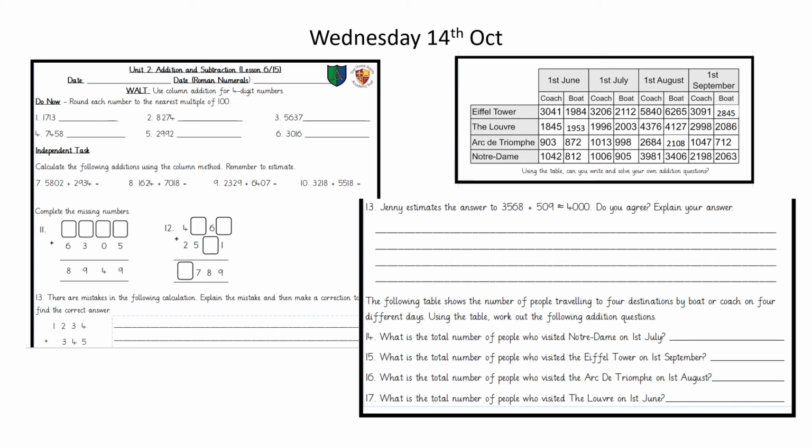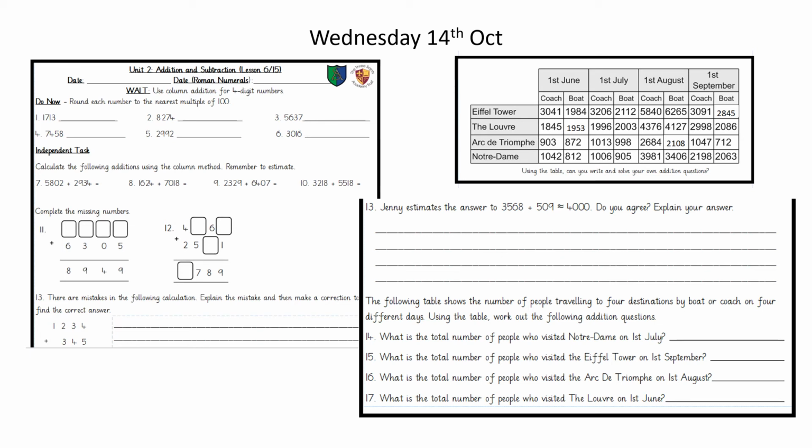For your independent task, questions 7, 8, 9 and 10, you're going to add the 2 numbers together and think about what method you would choose to use. I've said on there column addition, as I think that is the most appropriate for each of those questions. You could remember to estimate as well. Remember, your estimate needs to come first. Don't work out the answer and then estimate. That is not an estimate.